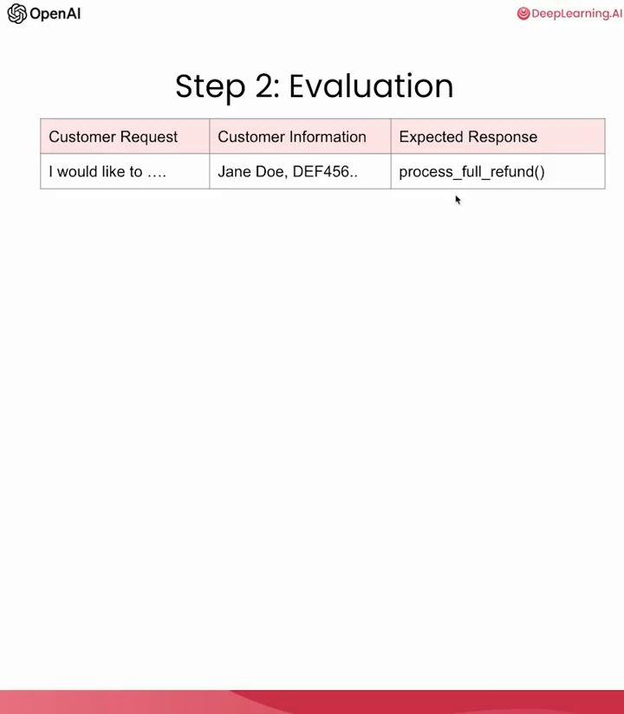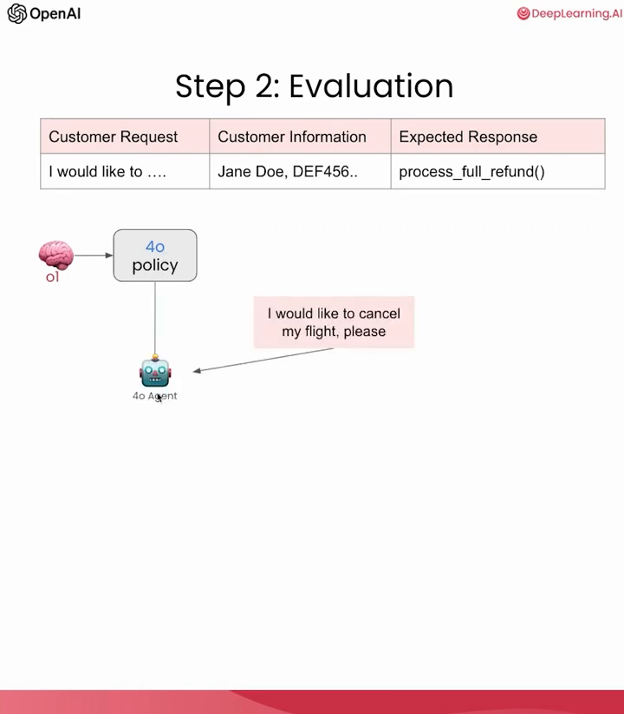To recap what's happening here, we're starting off with our O1 generated routine, which is given to 4.0 as the policy that it needs to follow. Then we begin with the customer request, which will be something hard-coded like, I would like to cancel my flight, please.